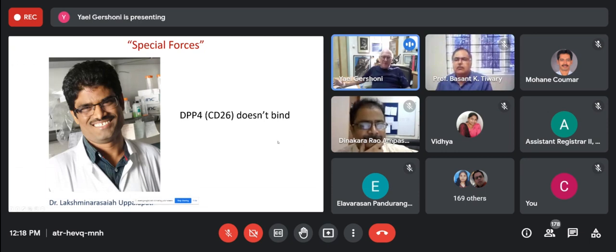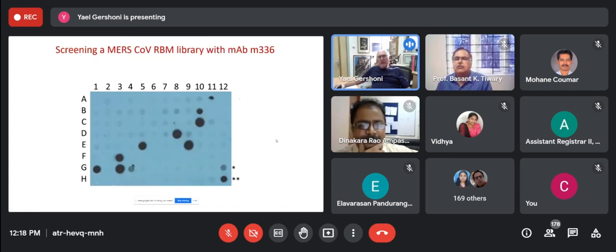Lakshmi did an amazing job. And he created the library. And as you can see, after creating multiple libraries, it was very complicated. And he was extremely successful. And we knew that it didn't bind the receptor, but we were fortunate to receive from Mikhail Dimitrov a neutralizing monoclonal antibody that binds to the RBM of MERS coronavirus.